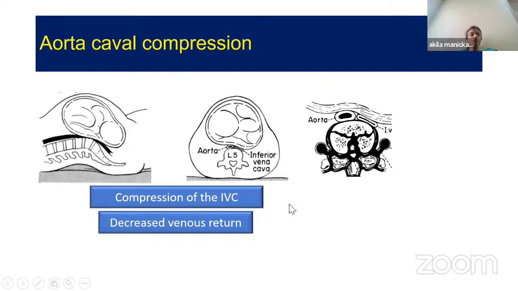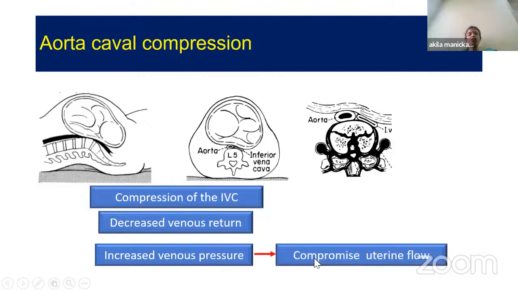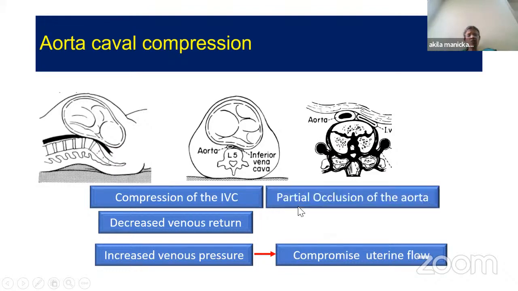Whenever there is a compression of your IVC, there is a decreased venous return. Whenever there is a decreased venous return, the preload to the heart gets decreased and your cardiac output ultimately comes down. In addition, your placental perfusion, as I already told you, depends upon your arteriovenous pressure difference. So when there is a decreased venous return, venous pressure builds up. Ultimately, there is an increased venous pressure in the setting of hypotension, which results in compromised uterine blood flow. And there can be fetal tachycardia or fetal bradycardia, which can set in during the supine position.